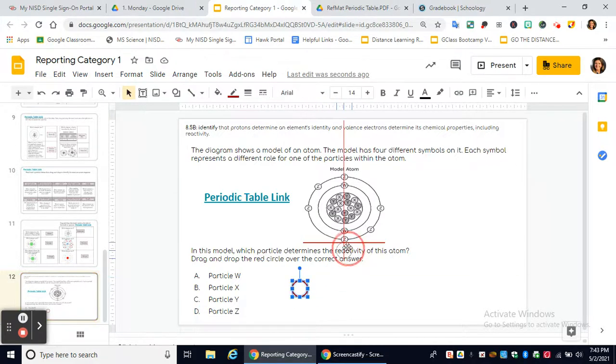Remember, your reactivity has to do with your valence electrons, those electrons in the outermost shell. So that's going to tell you its reactivity. It has 1, 2, 3, 4, 5, 6. So they're in group 16. They have 6 valence electrons. They're going to react to try to get 2 more.